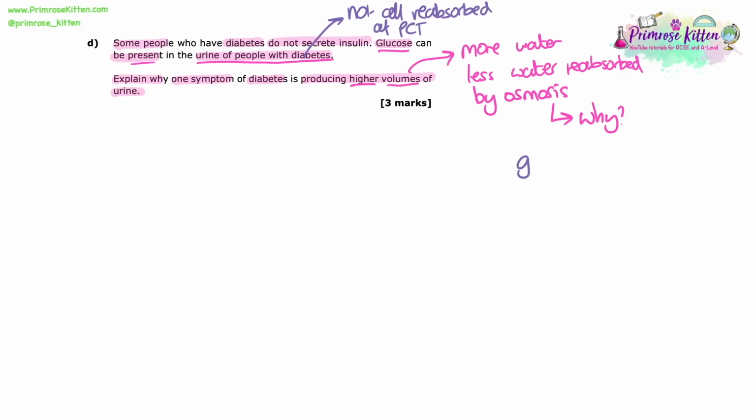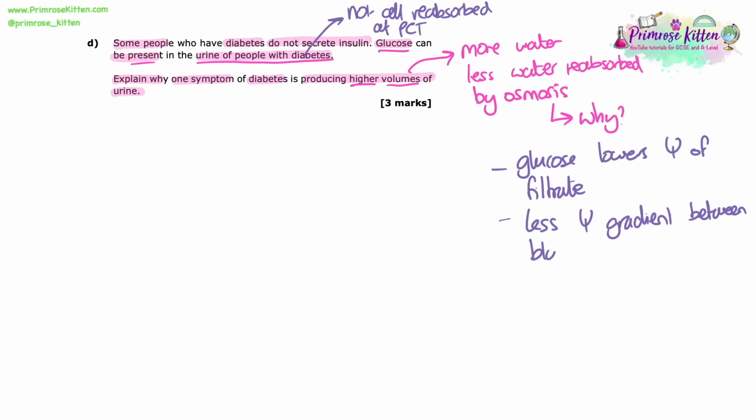So there's glucose in the urine, which means there's glucose in the filtrate because not all of it would have been reabsorbed at the proximal convoluted tubule, which is where it should have been. If you've got too much glucose in the blood, that won't happen. So if glucose is in the filtrate, it's going to lower the water potential of the filtrate.